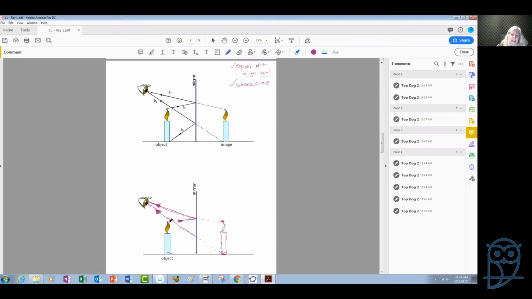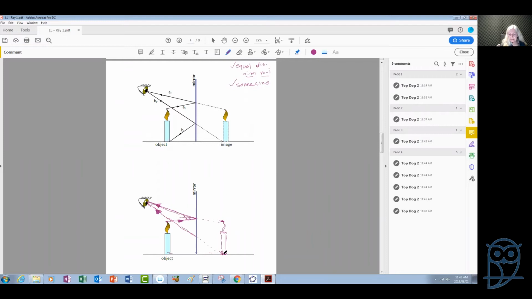So there we have the first ray of light. From the top of the flame, it fell on the mirror and was reflected, following, of course, the law of reflection. If we draw the normal to the mirror, the angle of incidence is equal to the angle of reflection. The law of reflection applies to all the reflections on the mirror that we're going to discuss. So this is the one ray from the top of the flame.